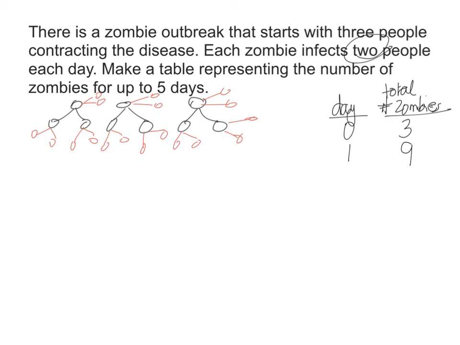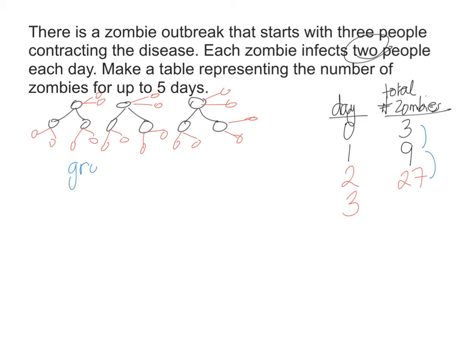So how many do we have now? So we added 1, 2, 3, 4, 5, 6, 7, 8, 9, 10, 11, 12, 13, 14, 15, 16, 17, 18. We added 18 new zombies to the 9 original. So now on day 2, we have 27 zombies. And then day 3, do we see a pattern yet? Usually by the 3rd day, we can see a pattern here in what we are multiplying by.